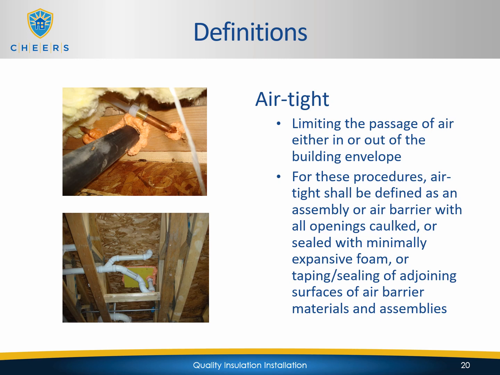Now, what do we mean by airtight? Airtight means limiting the passage of air either in or out of the building envelope. For these procedures, airtight shall be defined as an assembly or air barrier with all openings caulked or sealed with minimally expansive foam or taping sealing of adjoining surfaces of air barrier materials and assemblies. And on the picture on the left, you can see samples of air sealing within the actual framing assembly.